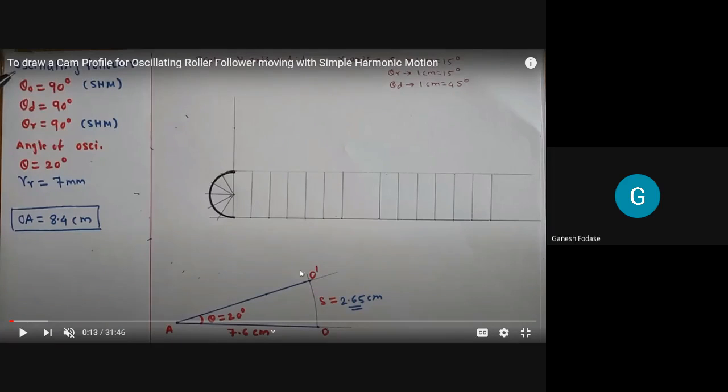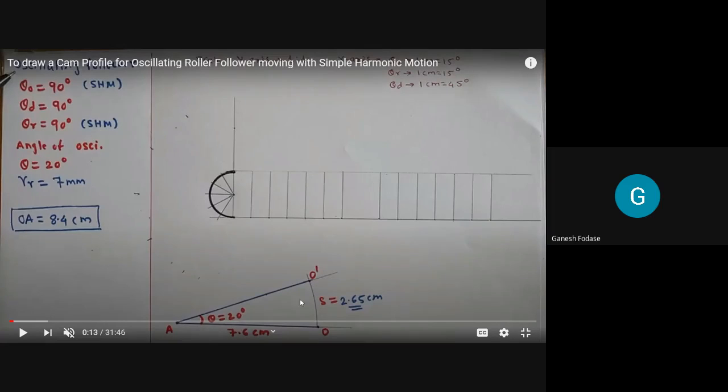This arc length you have to calculate approximately. It is 2.65 centimeter here. We know the arm length and we know the angle. Just draw the arm length, say 8.4 centimeter, and rotate it through the given angle, 20 degrees. Whatever distance is covered by the arc is nothing but your stroke length. In this case, from O to O dash, this distance is 2.65 centimeter.